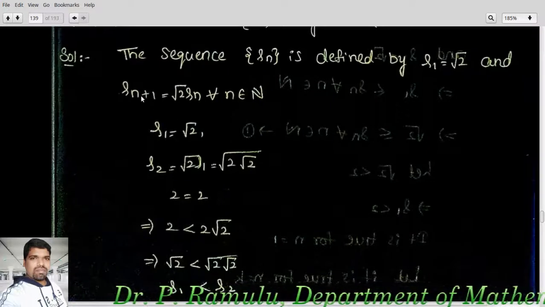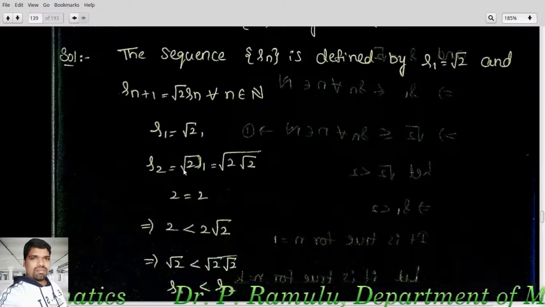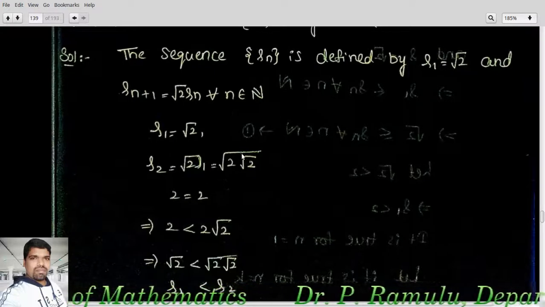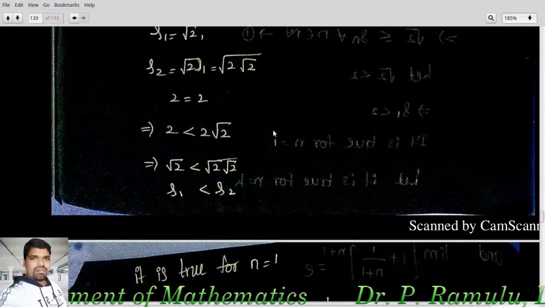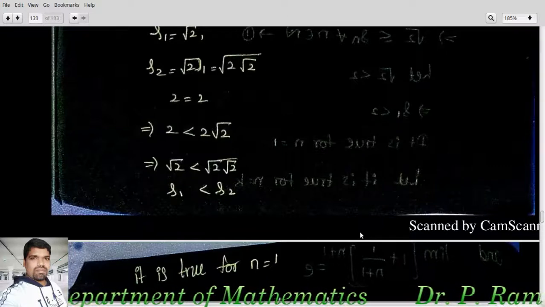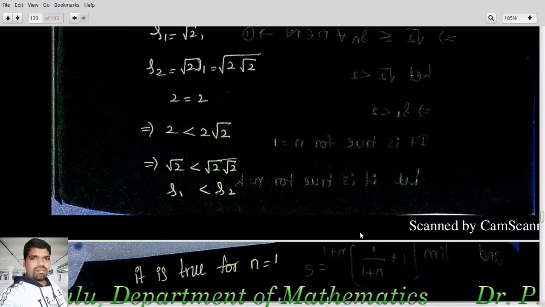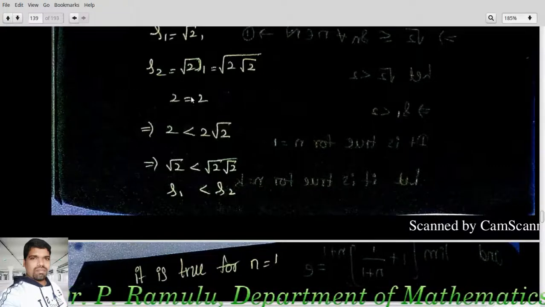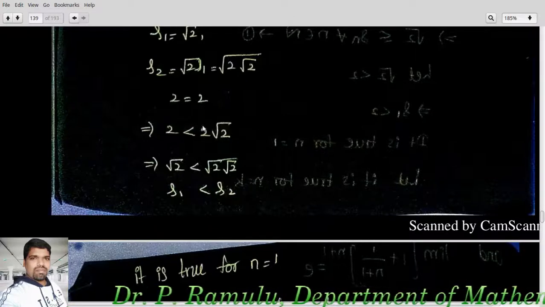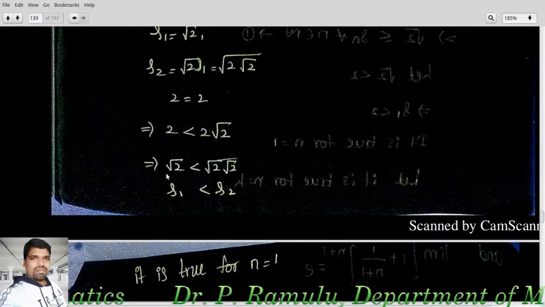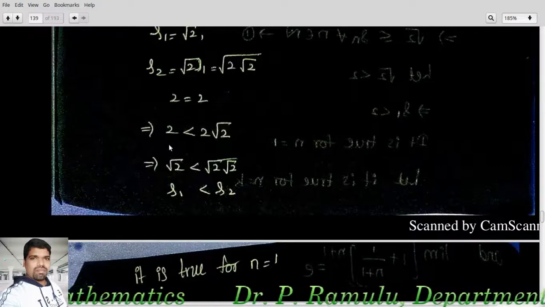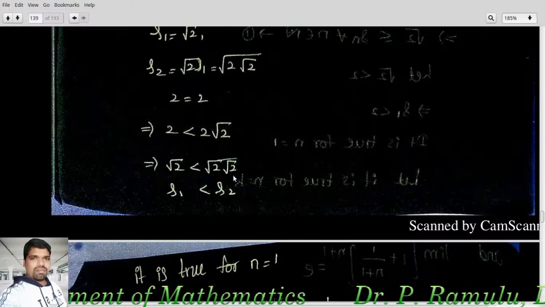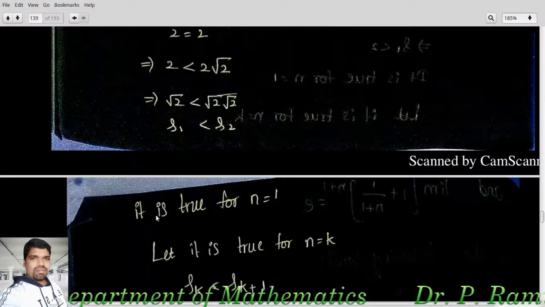If S1 equals root 2, then S2 equals root of 2 S1, and S1 is nothing but root 2. I am considering 2 equal to 2. If I multiply the right side by root 2, what happens? 2 is less than 2 root 2, which implies, applying root on both sides, root 2 is less than root of 2 root 2. This is nothing but S1, and this is nothing but S2. That means it is true for n equal to 1.